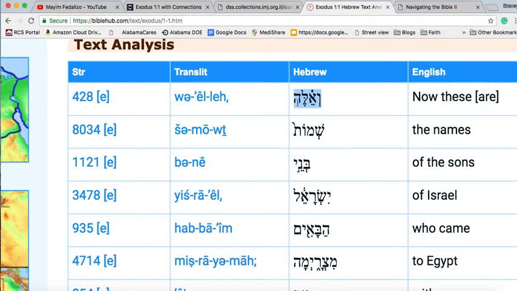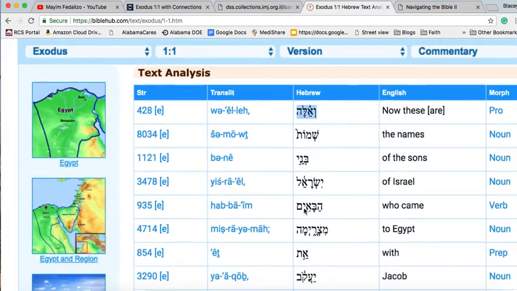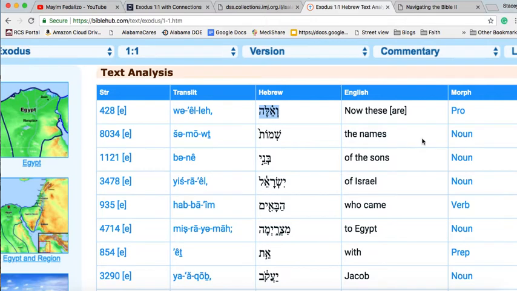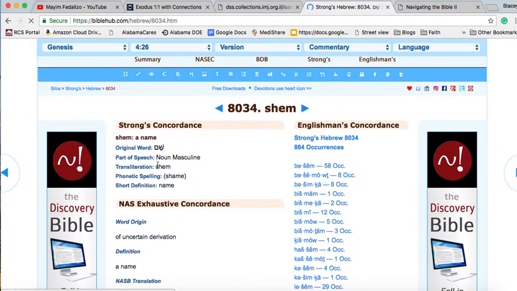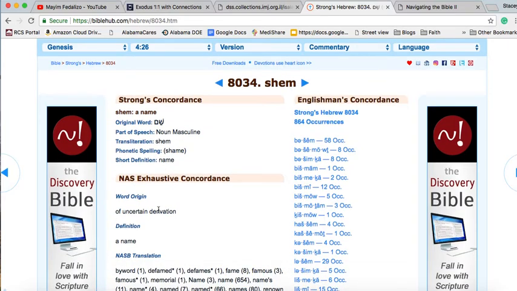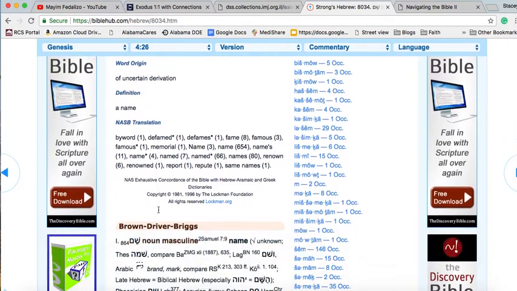This is Ve'ele Shemot B'nai Yisrael, okay? So you see it also has a pronoun, a noun, a verb. I think this is really cool. Ve'ele, Shemot. Let's see the word Shemot. Let's see what it means. So I'm going to click on the Strong's here. It says Shem, name, an uncertain derivation. Okay? It can also mean a byword, defamed.